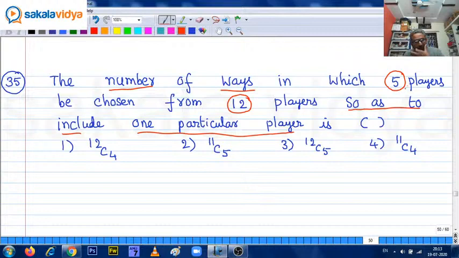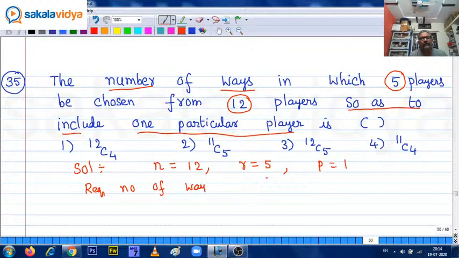Or we can write it like this also. If p particular players are included, we have the formula (n minus p)C(r minus p). So the solution: n equals 12, 5 players are selected so r equals 5, particular players p equals 1. The required number of ways is (n minus p)C(r minus p), that means 11C4. So the fourth option is the right option.